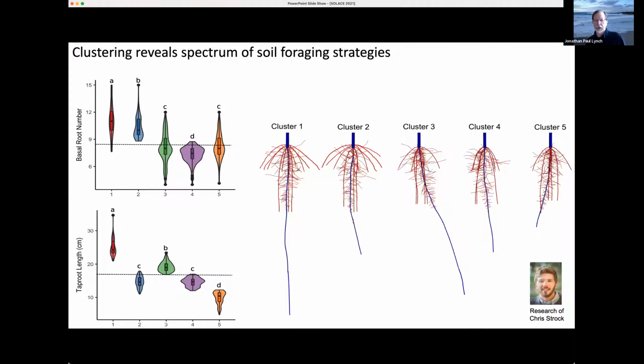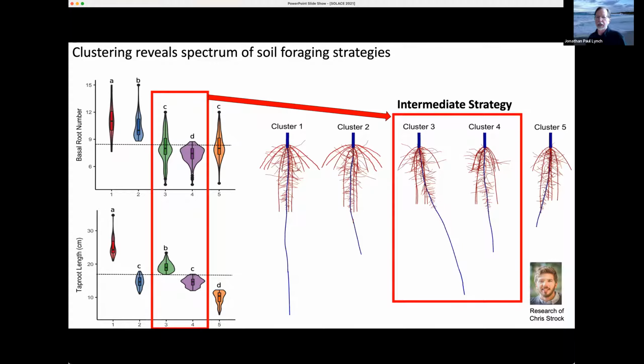This is work of Chris Strock, and this was published. By screening all these genotypes in the seedling stage, we were able to cluster them into 5 groups based upon, for example, basal root number, taproot length, and other things. Chris identified clusters 3 and 4 as being intermediate, having both topsoil exploration, which is important for phosphorus capture, and subsoil exploration, which is important for nitrogen and water capture.